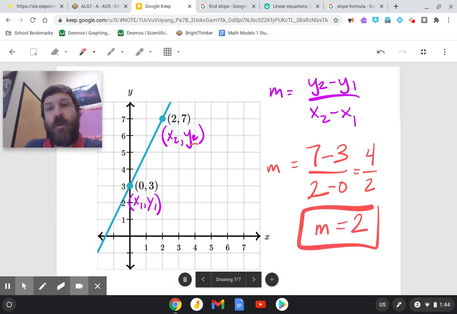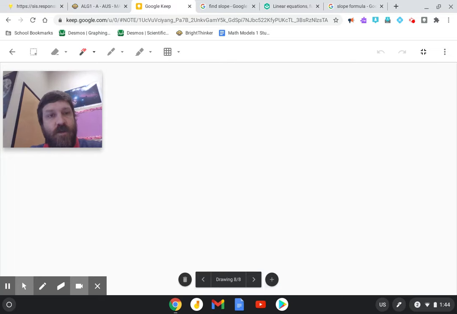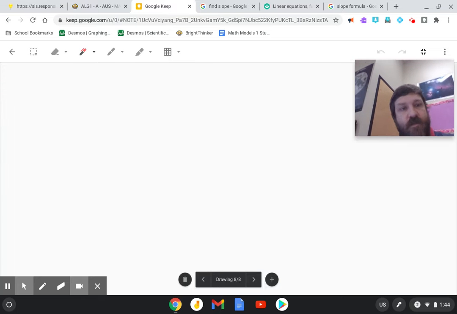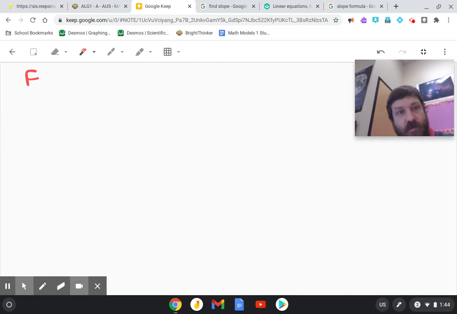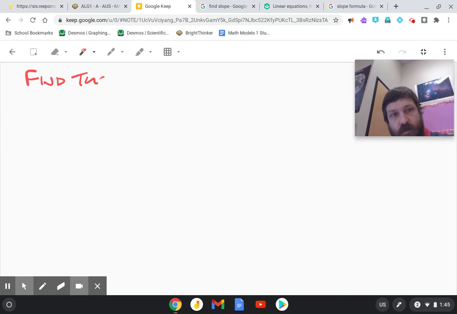So when given 2 points, even if you don't have a visual, you need to plug those values in. So let's look at one where we don't get an image. Okay. So let's say they said I have 2 points. They say find the slope.